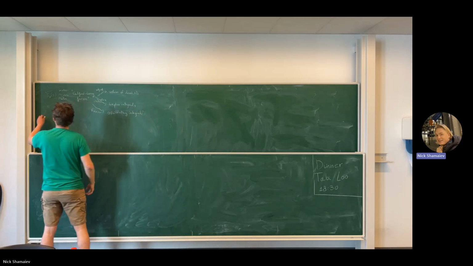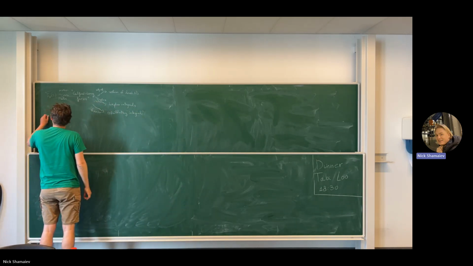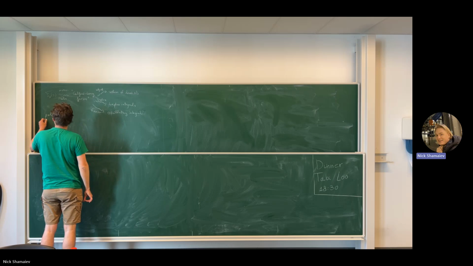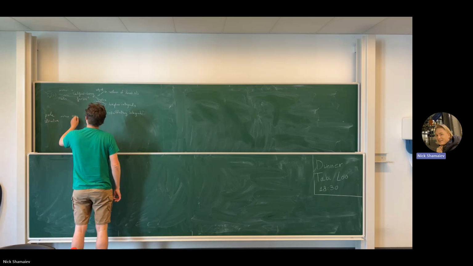Okay, so one property of this inverse Mellin transform is that if you have a meromorphic function with a nice enough pole structure, then by inverse Mellin transform you get some asymptotic expansions.